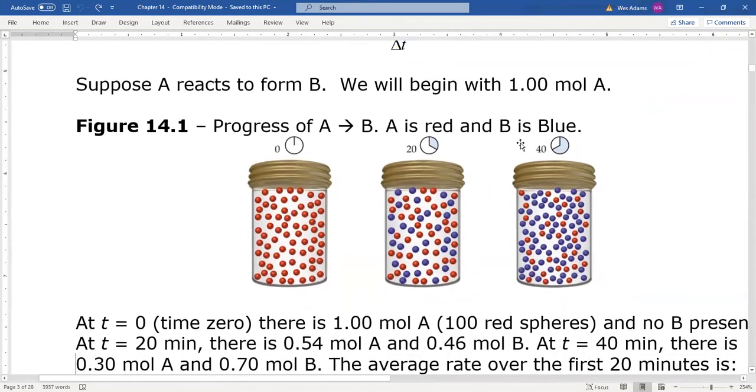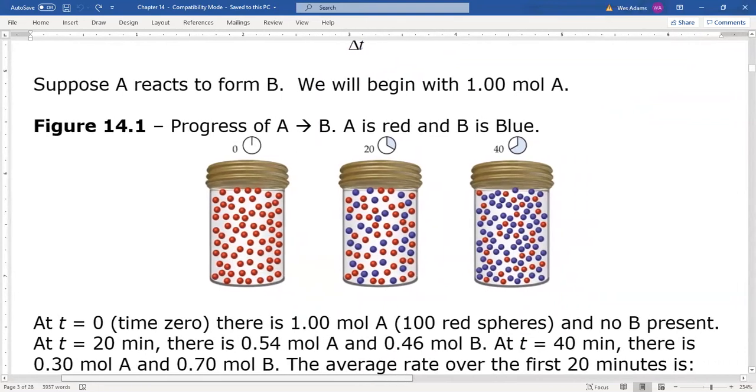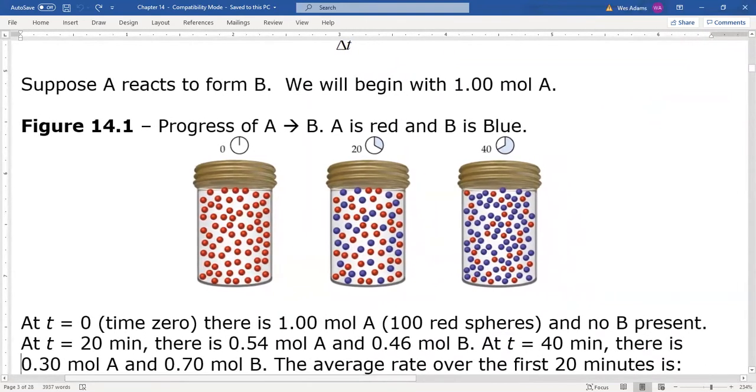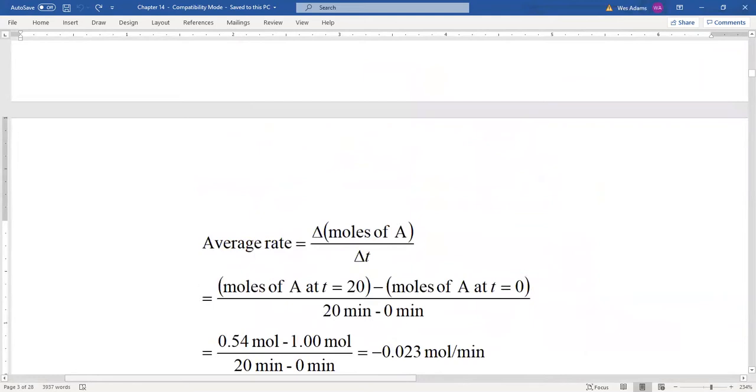After 20 minutes, we say that there's 54 red spheres, so 0.54 moles of A, and the remainder 0.46 moles is B. After 40 minutes, there's 0.3 moles of A, 0.7 moles of B. So let's say we want to calculate the average rate over the first 20 minutes. And we'll do that using A.